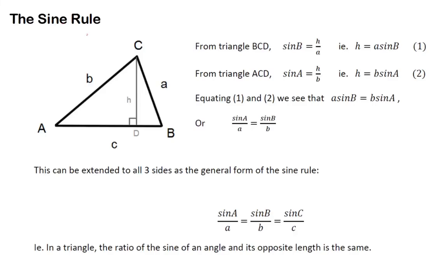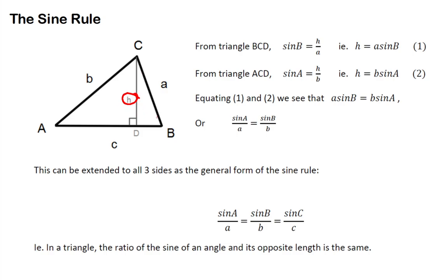The sine rule. So I'm just going to show you where the sine rule comes from. Now, if we look at this triangle that we had before, you can see I've dropped a perpendicular down from the top to the bottom. So this length is h. Now, when I've dropped that down, I've created two right angle triangles.